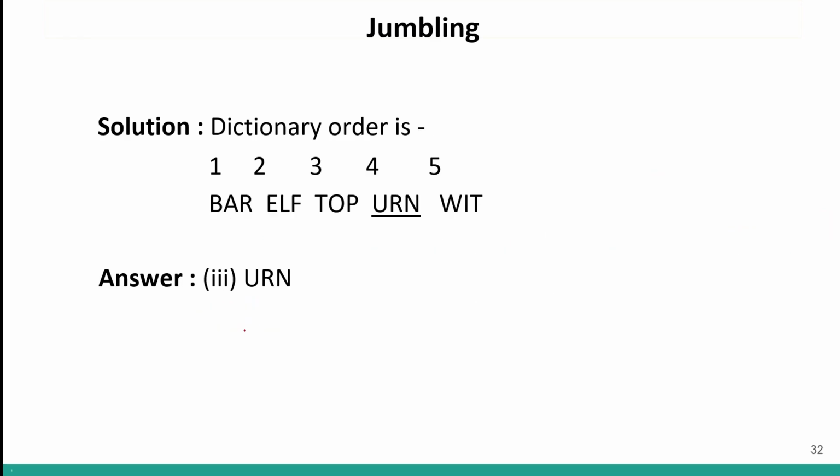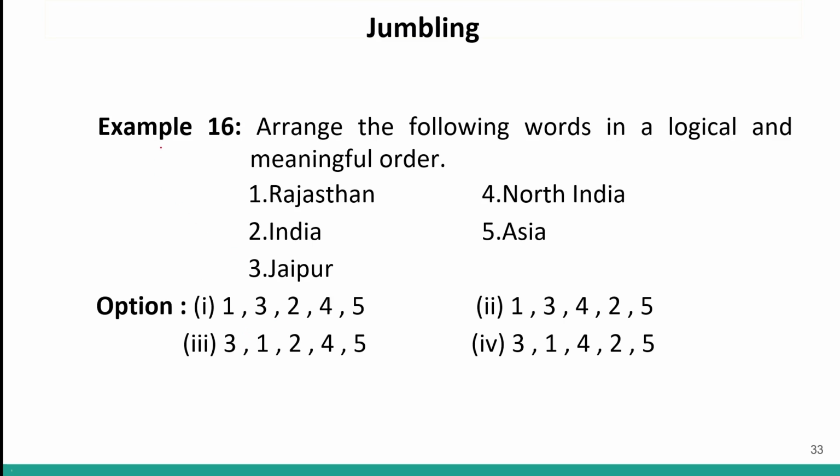Okay. Now, arrange the following words in a logical and meaningful order. So we have to arrange the following words in a logical and meaningful order. Now, I can see that Asia is a continent. Similarly, Jaipur is a city.